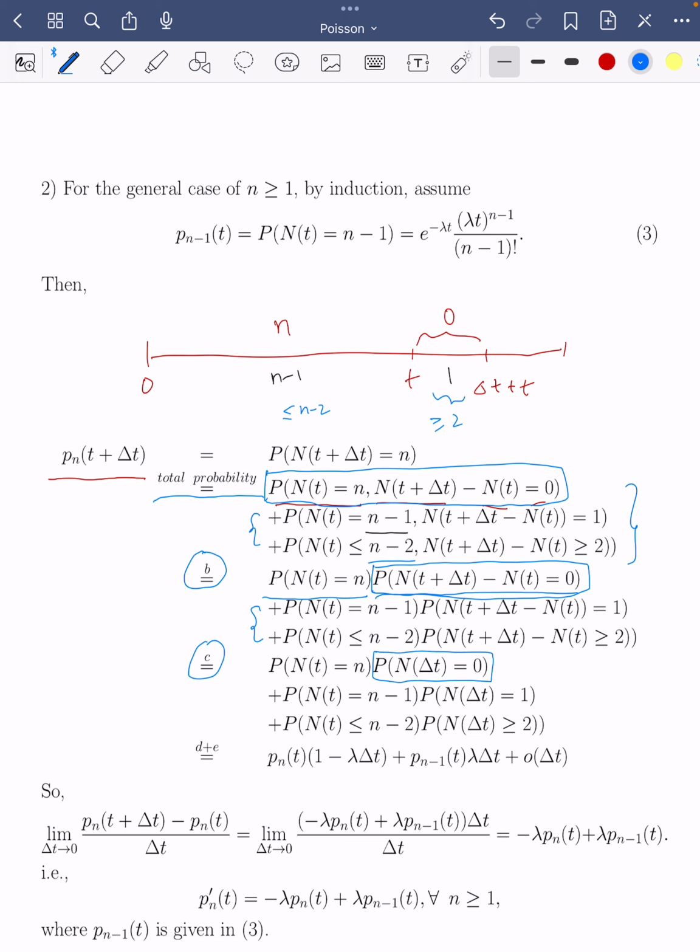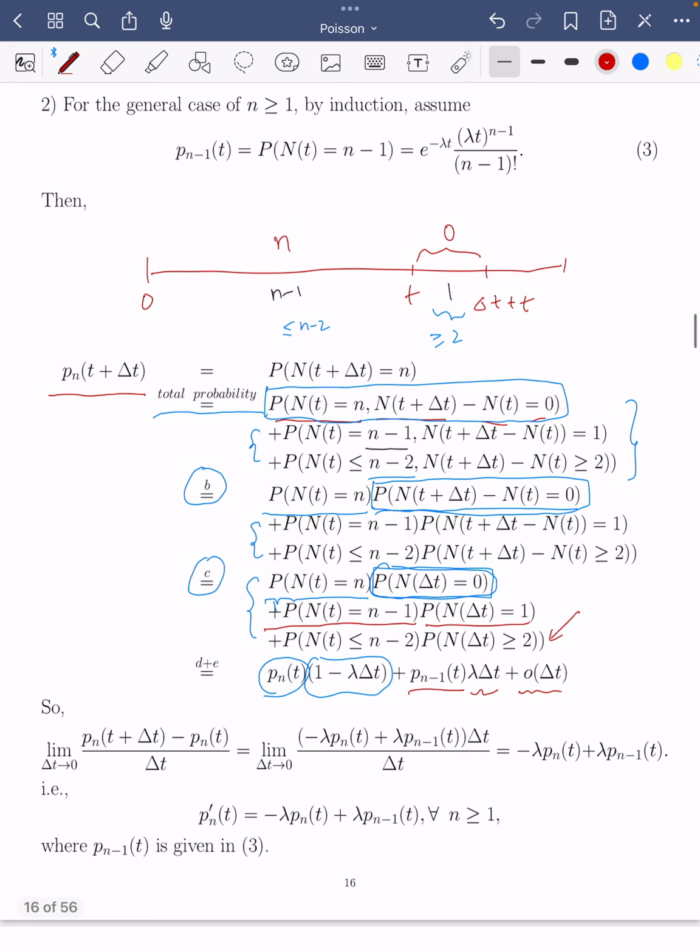Okay, and then similarly, we can derive these equations. And now we can see that this part is just equal to P_n(t). And then this part becomes (1 minus lambda) times delta t. And then the second part, this portion, is equal to P_{n-1}(t). And then this portion is equal to lambda times delta t. And then the third part is just equal to little o of delta t.